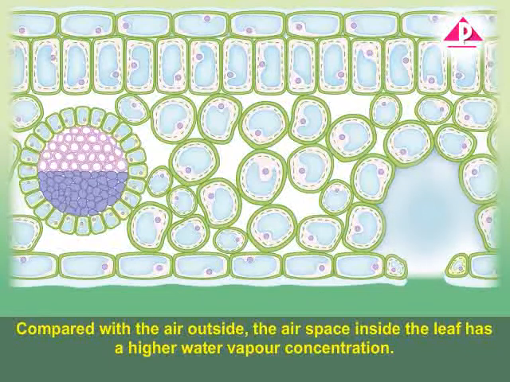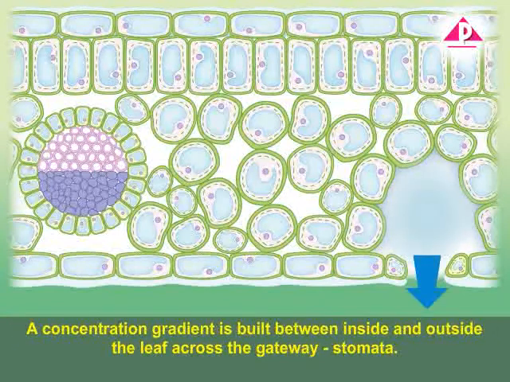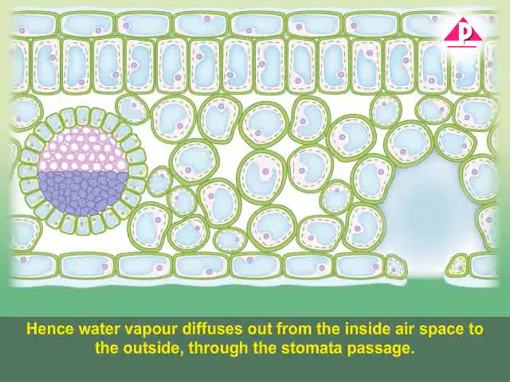Compared with the air outside, the airspace inside the leaf has a higher water vapor concentration. A concentration gradient is built between inside and outside the leaf across the gateway, stomata. Hence, water vapor diffuses out from the inside airspace to the outside through the stomata passage.